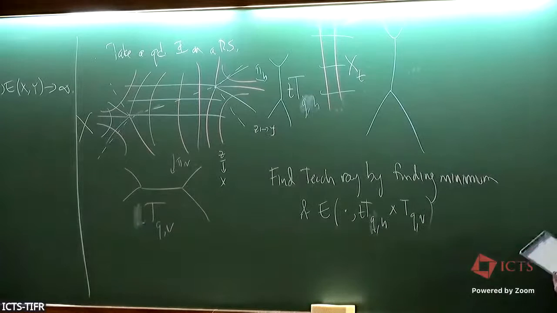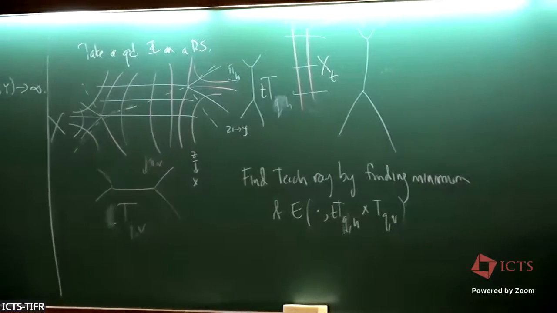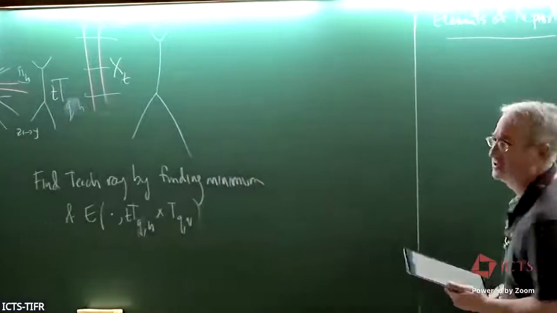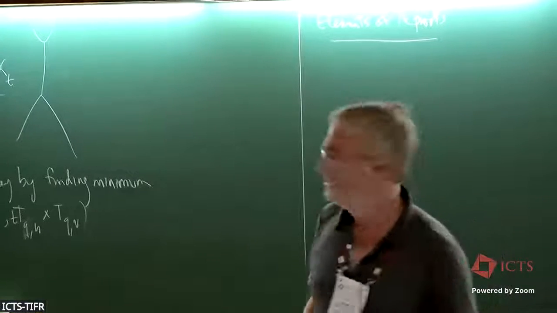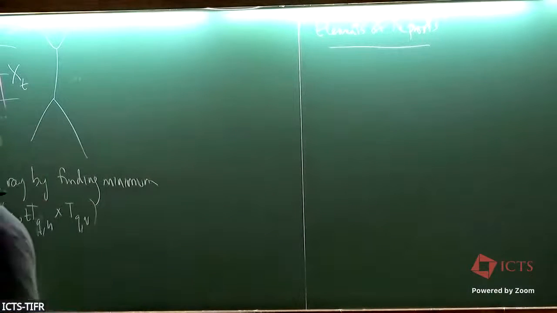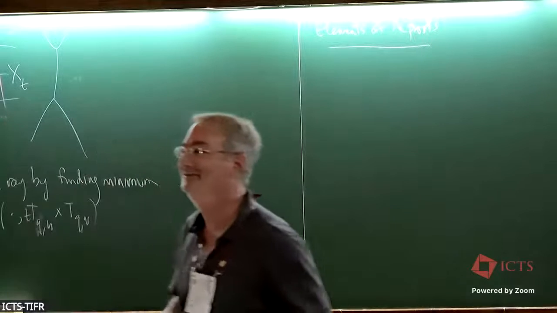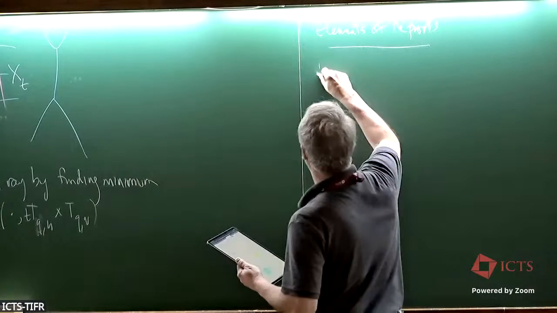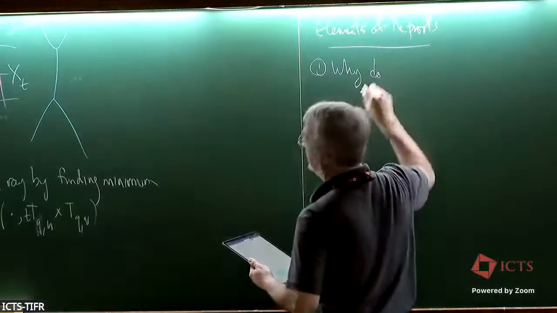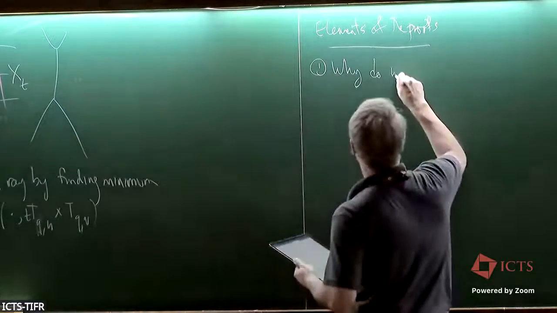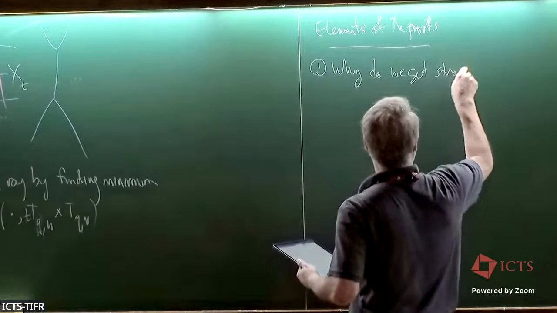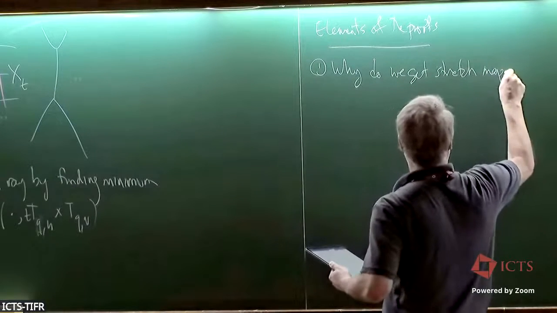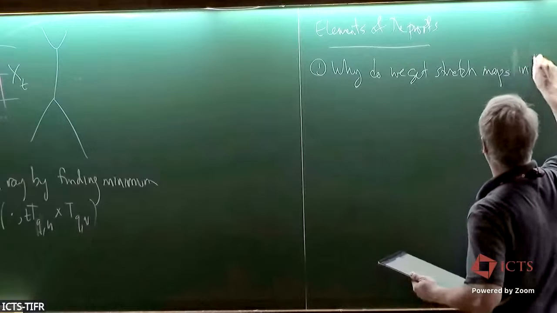I got one more board. Okay, so now let me talk about some other elements of the proof. So this is what I mean by, here's a vignette, right? Now I do something else. So why do we get stretch maps in the limit?